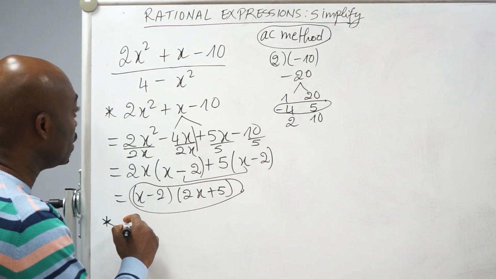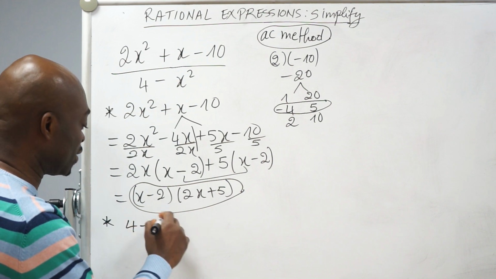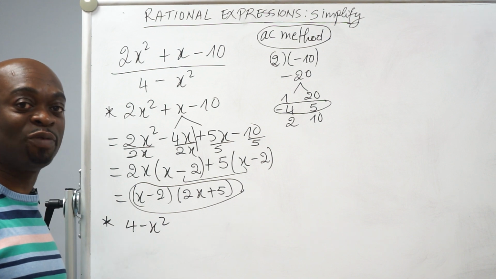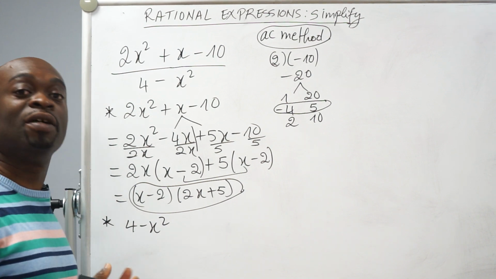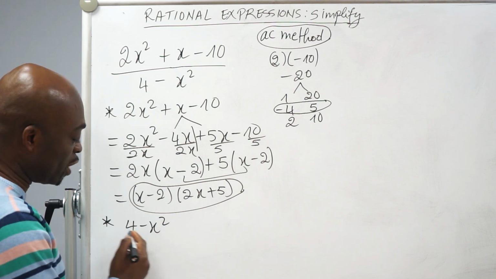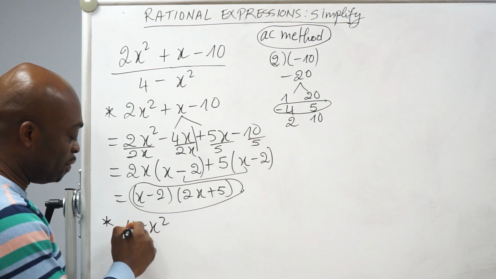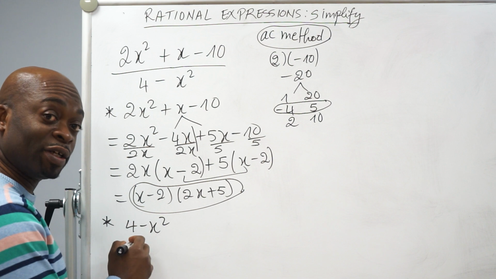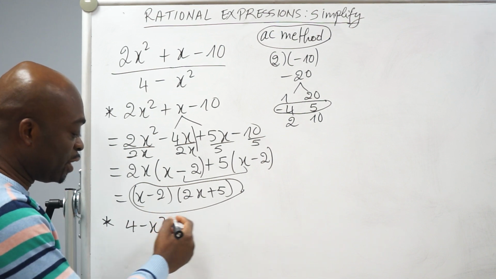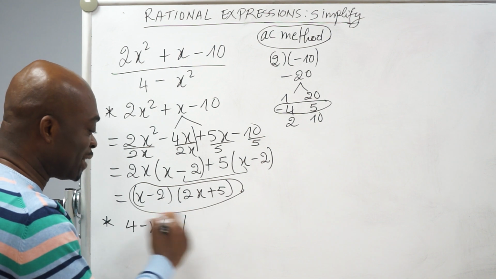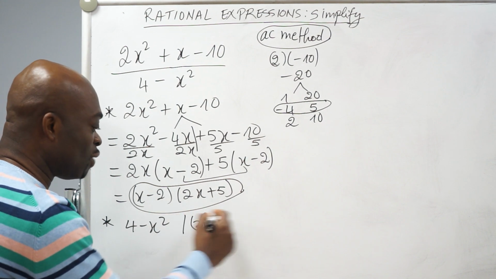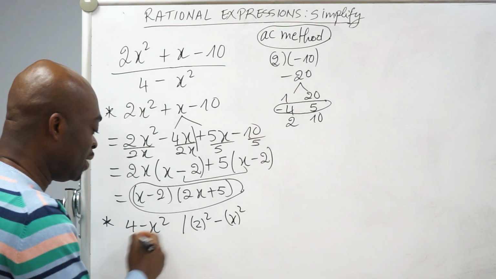So this is 4 minus x squared. Okay? This one may seem a bit tough, but it's actually one of the easiest ones because this one is one of the special cases. Okay? Difference of two squares. This one can be put as 2 squared, and then this one can be put as x squared. So this can be 2 squared, which is 4, minus x squared, and that's the same thing.